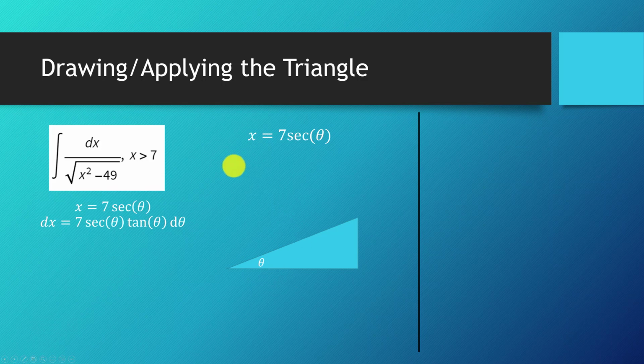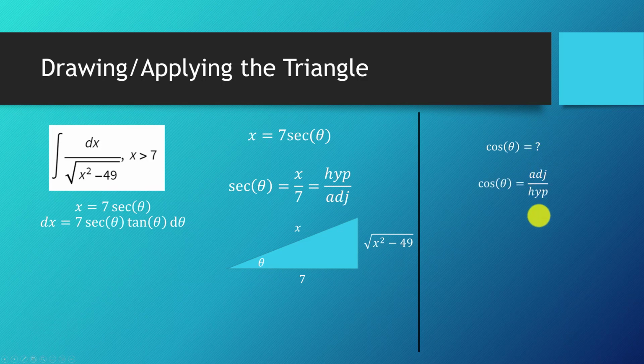Let's do another one. Here we made the substitution x equals 7 secant theta. If we're solving for secant, we'll get just x over 7. And again, the definition of secant is hypotenuse over adjacent. So we'll label the hypotenuse first as x, the adjacent as 7, and then the opposite side, using Pythagorean theorem, we'll get square root x squared minus 49. Then what is cosine theta, for example? Well, cosine is adjacent over hypotenuse, so that's just going to be 7 over x.